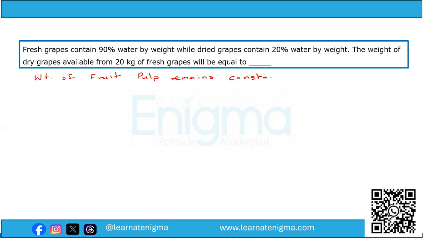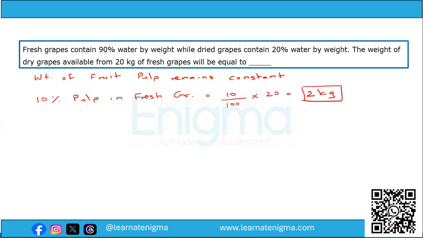Now, we have 20 kg of fresh grapes. In fresh grapes, 90% water is there. So therefore, we can say 10% pulp is there in fresh grapes. So 10% of 20, that is 2 kg.